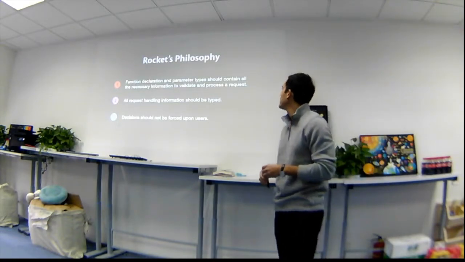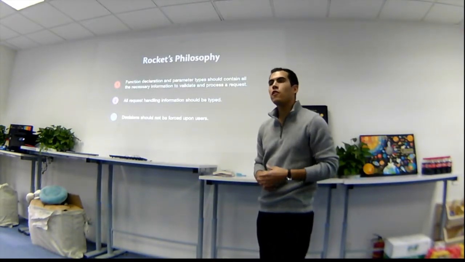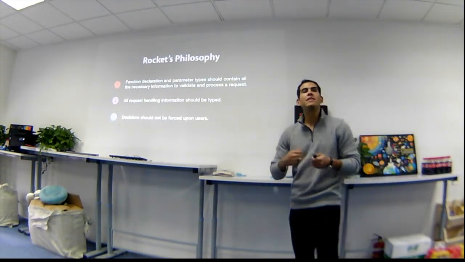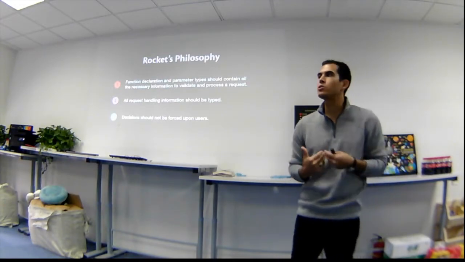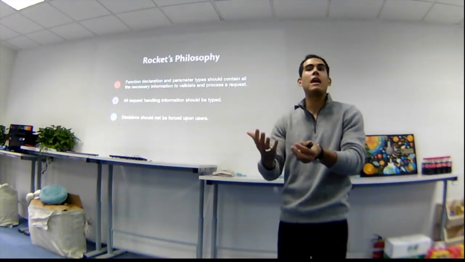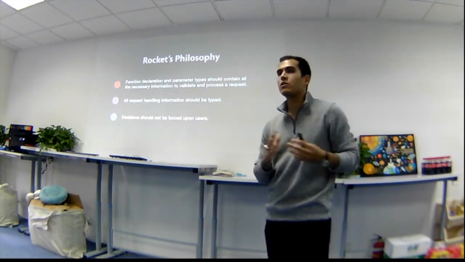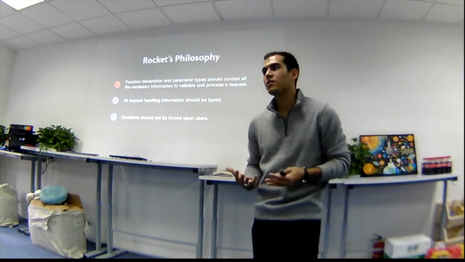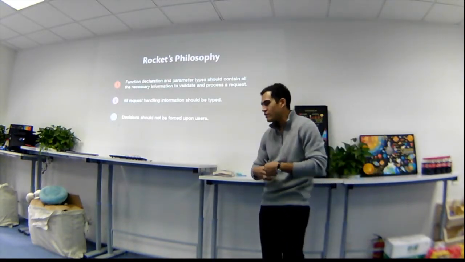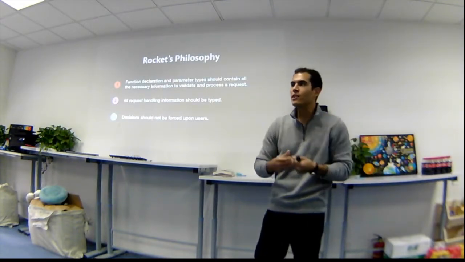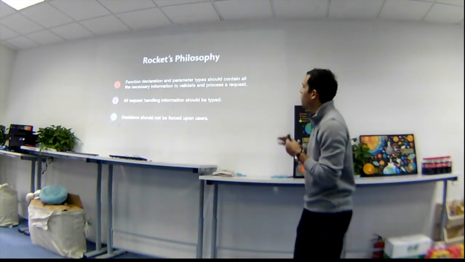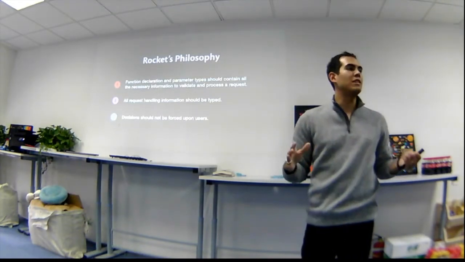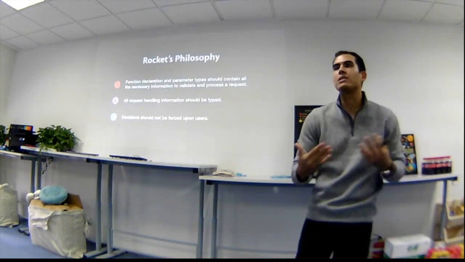So the second point, very much in line with the first, is that all request handling information should be typed. If you're dealing with input from the user, that input should be typed by the time that you deal with it. You shouldn't be dealing with strings that are actually numbers. You should be dealing with numbers that are actually numbers. You shouldn't be dealing with this weird JSON blob when you can just deal with a structure. And so Rocket's second point here is that everything should be typed. You should never deal with things that don't have a concrete type in Rust.